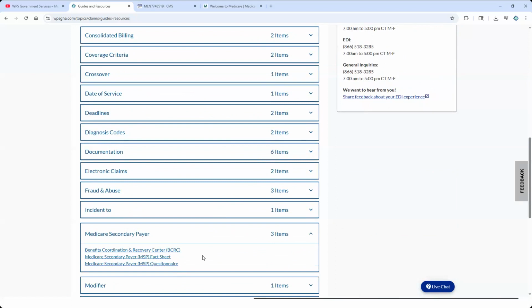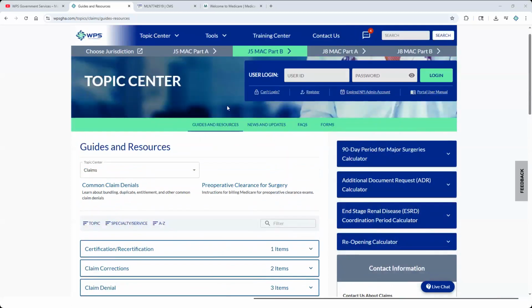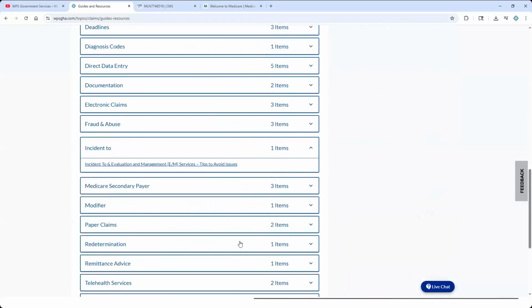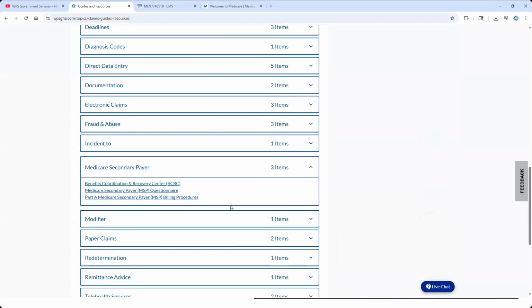Very important. So if we're looking at the fiscal intermediary stuff, the UB04, what we would call the 837Is, let's start with that first. So we'll go back to the top, and we'll jump down again, and we're going to go to Medicare Secondary Payer. And I probably should have done this when we had this open. The big one to look at is this billing procedures right here.